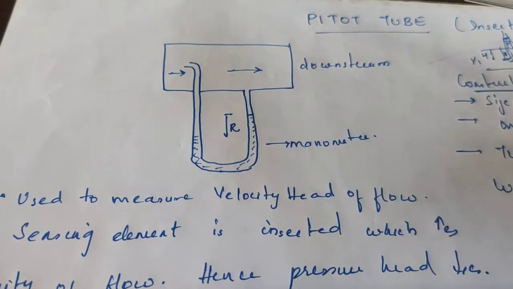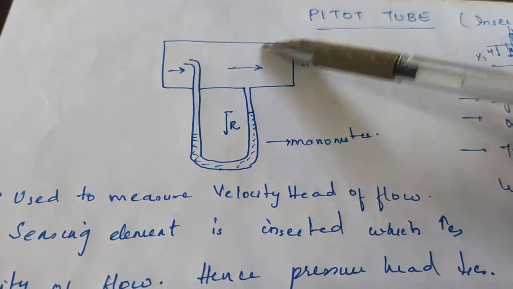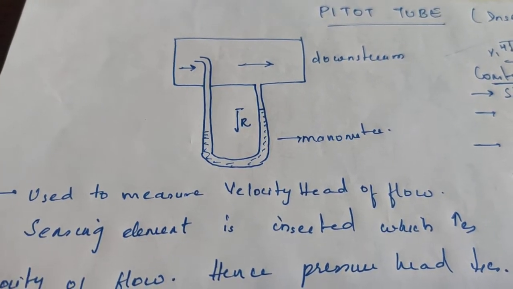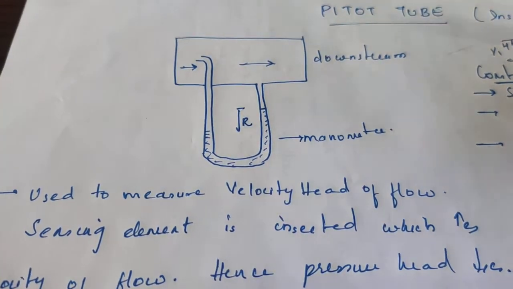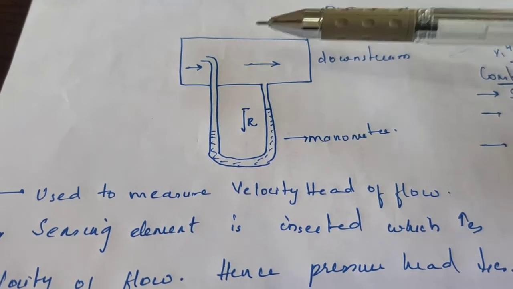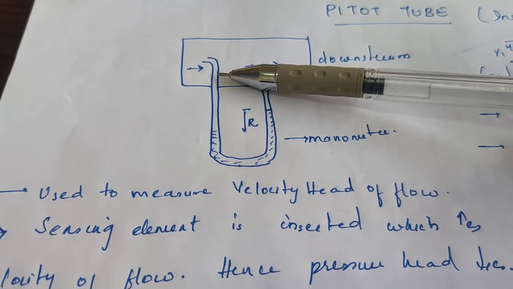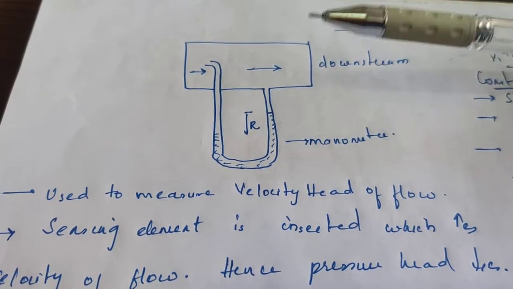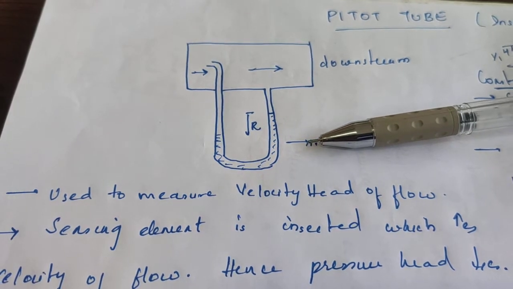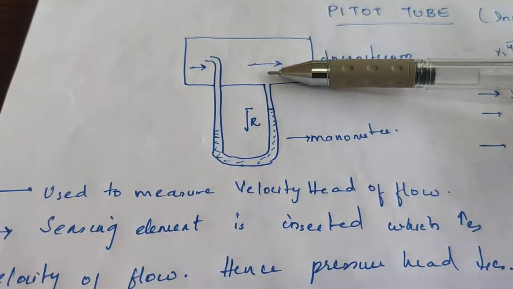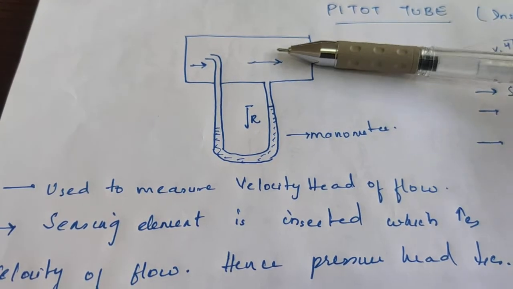The setup of this device is such that a straight pipeline is there, in which the manometer is fixed to two pipes, and the two pipes are inserted in this main pipeline such that one end of the tube is perpendicular to the flow of fluid and one end is parallel to the flow of fluid. This manometer is used to measure the pressure difference, and velocity is again calculated at two different points in the pitot tube.